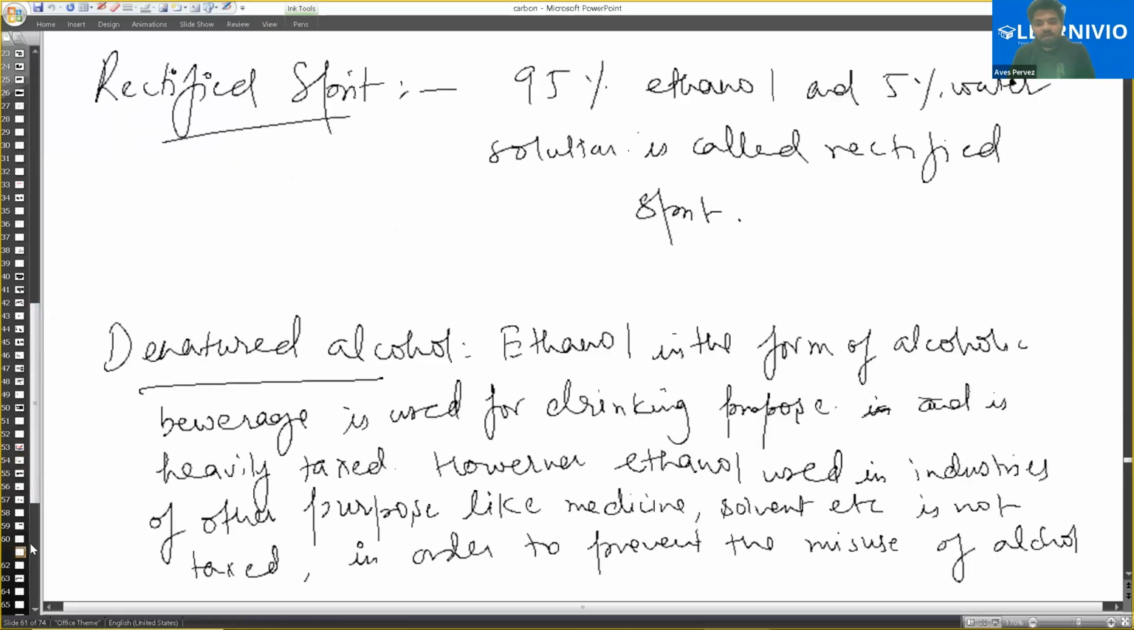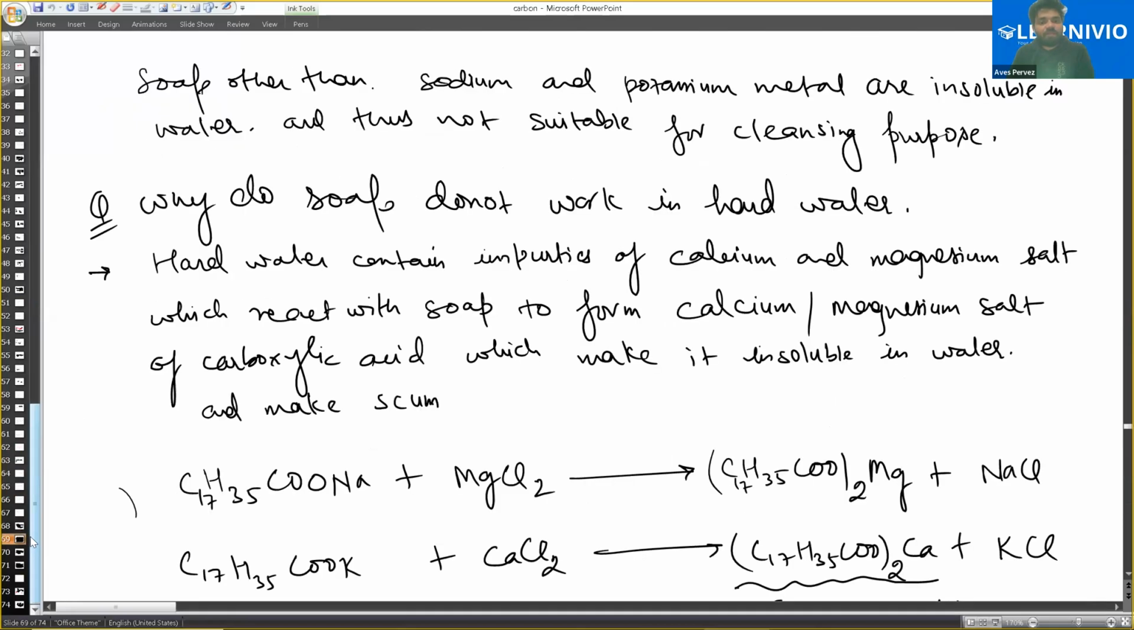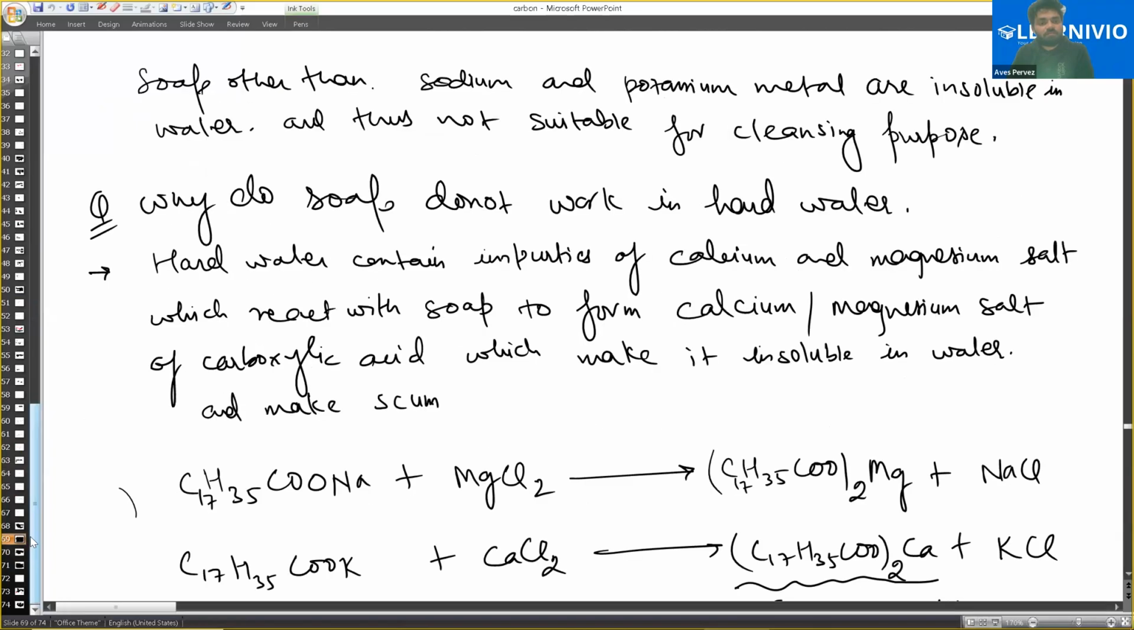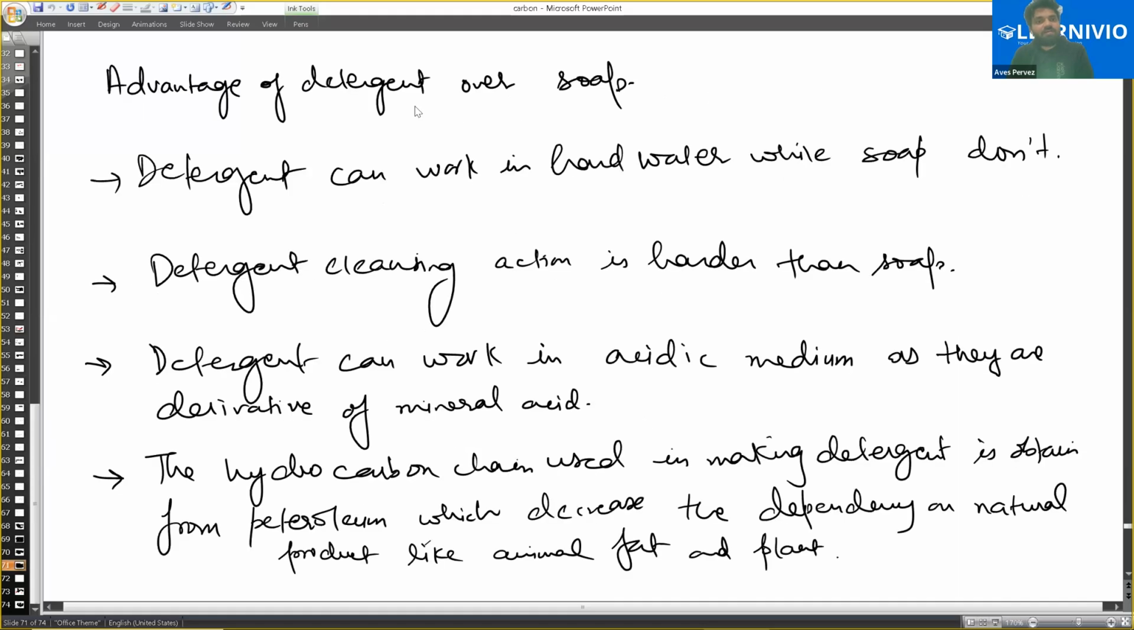Till then, Maha, I asked you to take the screenshot of some of them. Have you noted that one? Not yet. Which one? That advantages, why do soap do not work in hot water? Yeah, I wrote it. And the cleaning action also done? Yeah, noted. That is also done. You took the screenshot after the class ended. Okay, noted.